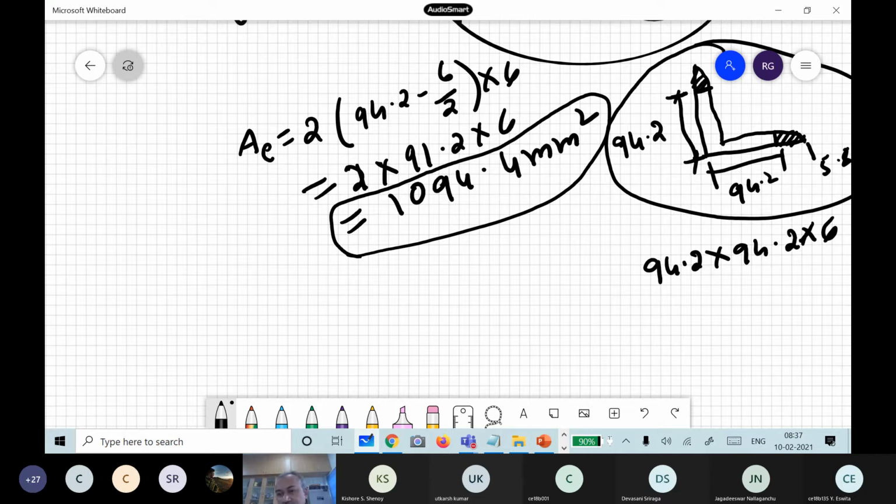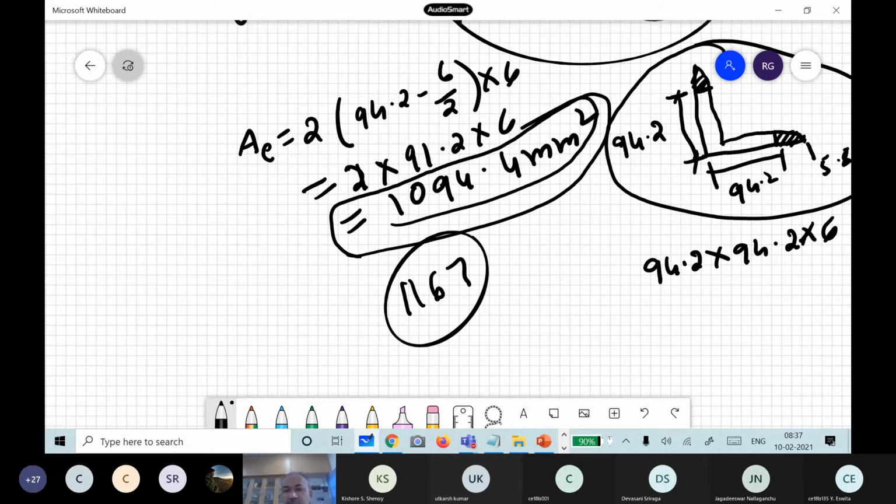But what price do you pay? What is the price you pay here? Lower load or lower factor of safety. No, not lower load. The original usable area was 1167, but now because of this buckling, you have reduced the area. So what happens if you have reduced the area?